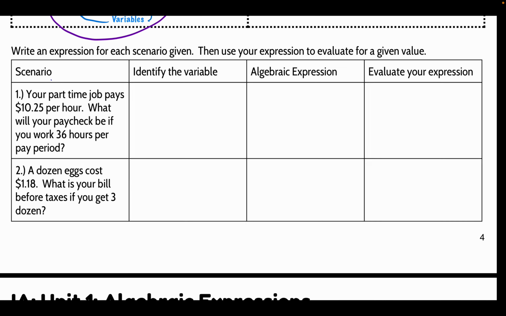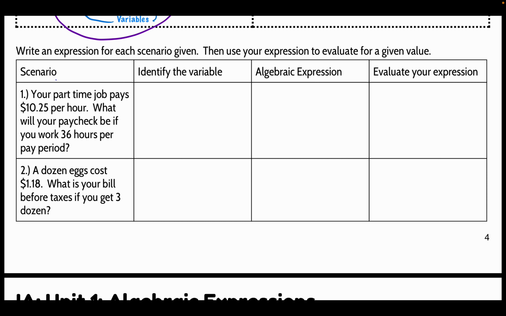So we're going to write an expression for each scenario, then use your expression to evaluate for a given value. So first we need to identify the variable. In scenario number 1, your part-time job pays $10.25 per hour. So there's that per. What will your paycheck be if you work 36 hours per pay period? So think about what's changing. Well, what's changing is the number of hours you work. So our variable is hours. So we can use the letter H for hours.